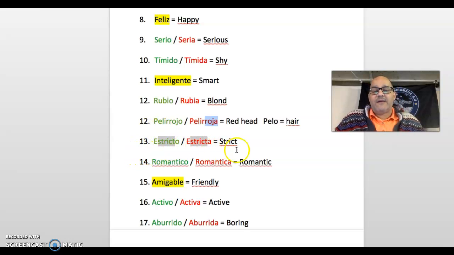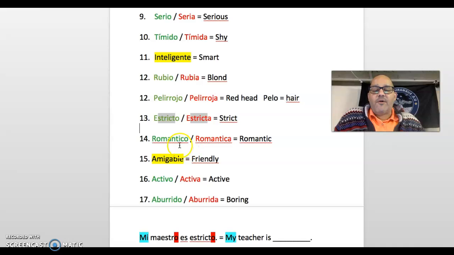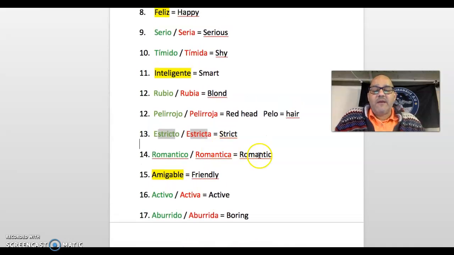Estricto, estricta, strict. And I wanted you to see, I got it here in gray. If you notice in gray here, same in English. And we just had a couple letters before and after. Romántico, romántica. Why am I using this? Because I want you to see how, again, cognates are your friend. Romantic. Add an A, it becomes Spanish for girl. Add an O, it becomes romantic for boy in Spanish.